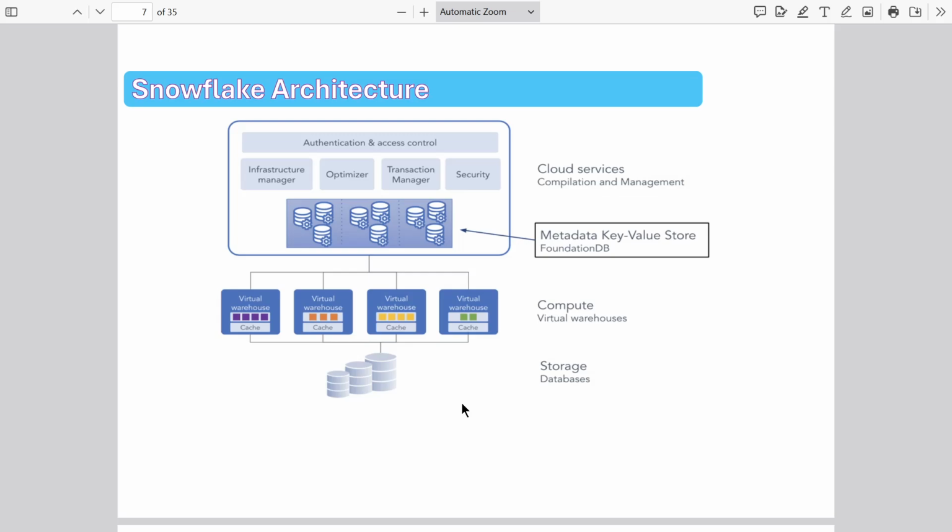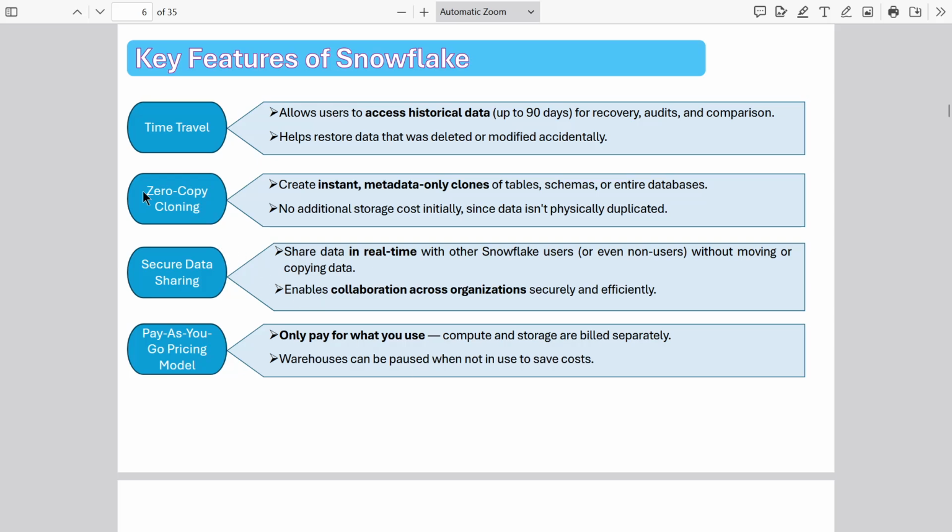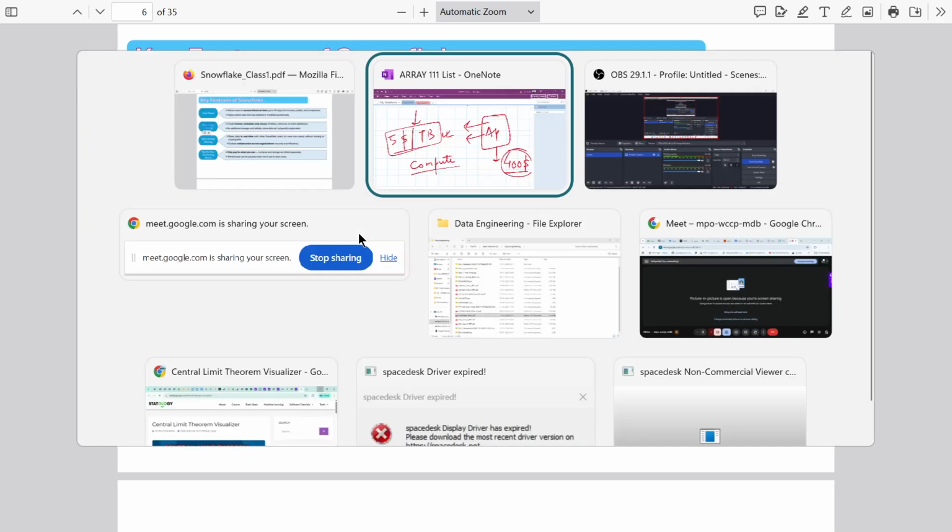Yeah. One question, what do you mean by zero copy cloning? I have just explained it to you. Zero copy cloning basically creates an instant metadata clone of the tables, so that data is not duplicated. Okay.